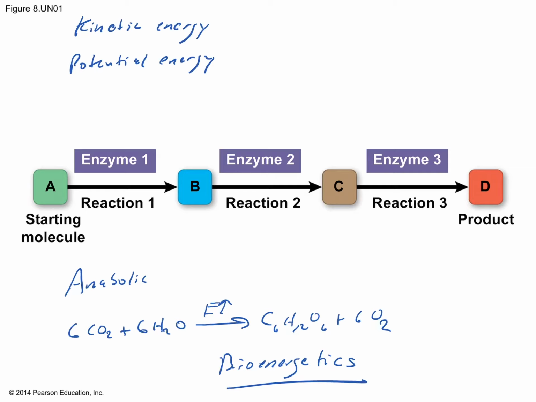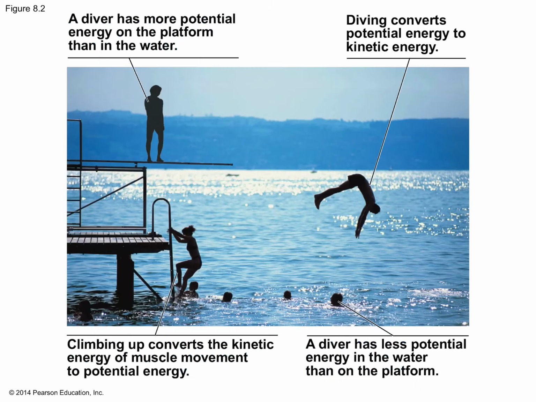Okay. Now, we talked about the various forms of energy that are important for understanding metabolism, right? So kinetic, potential, and so on. The nice thing about energy is that it can be converted from one form to another. And that's what cells do. They convert energy from one form to another. So let's take a look at this figure from your textbook. This is a really good example of energy conversion.